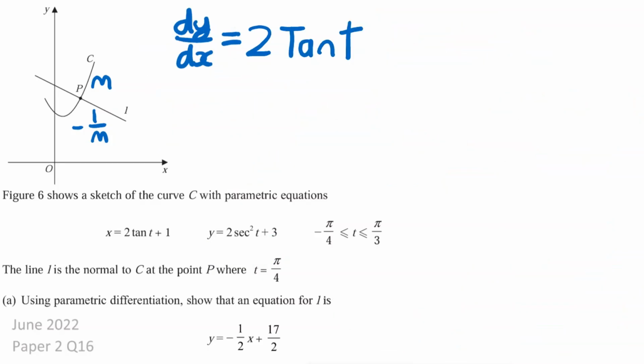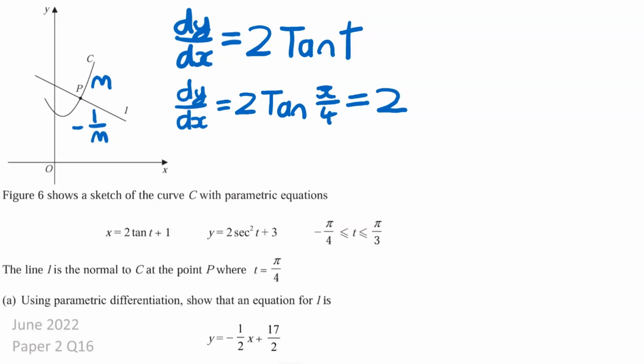Okay, so we have dy over dx is 2 tan t, so now we're going to find the gradient of the curve at this point P, where t is equal to pi over 4. So all we're going to do is sub in pi over 4 as t into dy over dx. So it's going to be 2 tan of pi over 4, which if you put into a calculator is equal to 2. So this is the gradient of the curve at P. Now we want the gradient of the normal at P, so this is going to be the negative reciprocal of this gradient, so the gradient of the line is going to be minus 1 over 2.